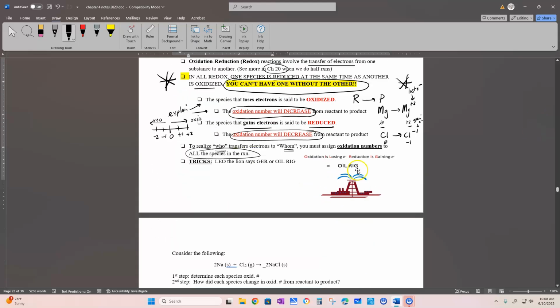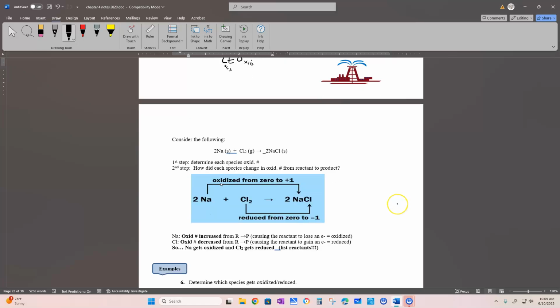So I got a little mnemonic device, a little trick. Leo the lion says grr. So Leo, loss of electrons is oxidation. And my lion doesn't say roar. Okay, my lion says grr. So gain of electrons means reduction. I have a teacher friend that also uses oil rig. Oxidation involves losing. Reduction involves gaining. Either one is fine. Cool mnemonic devices. So let me show you how this plays out before we do an example. Sodium neutral by itself is 0.